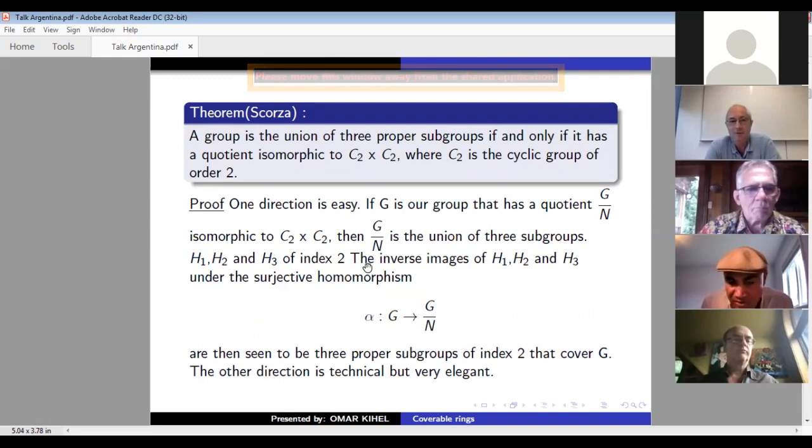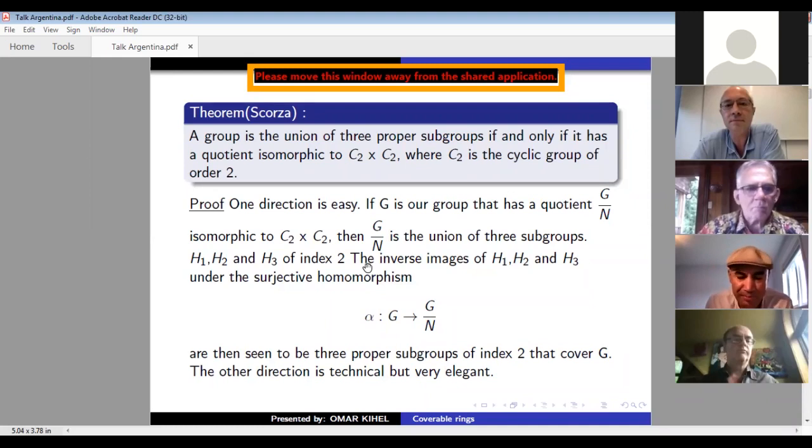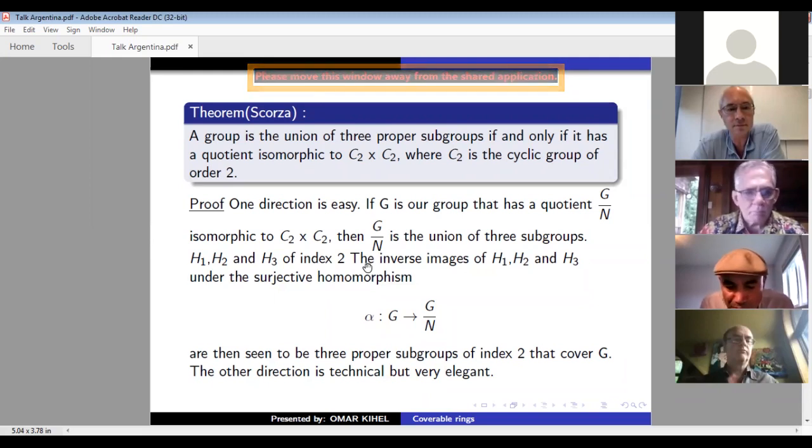The first direction: if G is our group that has a quotient G over N isomorphic to C2 cross C2, then G over N is the union of the three subgroups that it has, H1, H2, H3, all of index 2. Then you take the inverse image of H1, H2, H3 under this surjective homomorphism, and you obtain three proper subgroups of index 2 in G. The other direction is difficult. It's not difficult, it's technical, but at the same time beautiful. I'm not going to give it to you here.